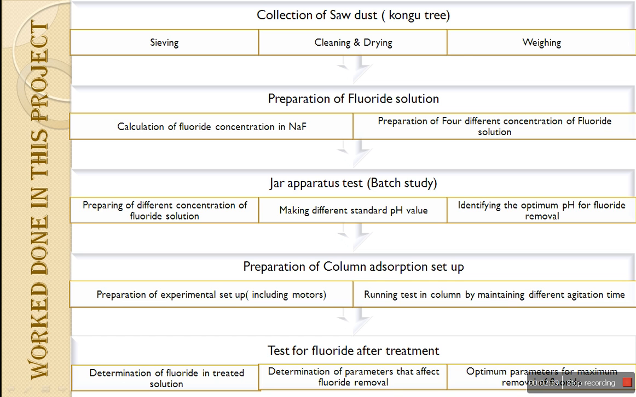Works done in this project: collection of KONGU tree sawdust, preparation of fluoride solution, and batch study to determine the optimum pH that favors the removal of fluoride. The batch study is done as a jar apparatus test. Next is the preparation of the column adsorption setup, running the experimental runs, and collection of samples. Next, to test the fluoride in the treated water. Then last, the optimum parameters for maximum removal of fluoride.